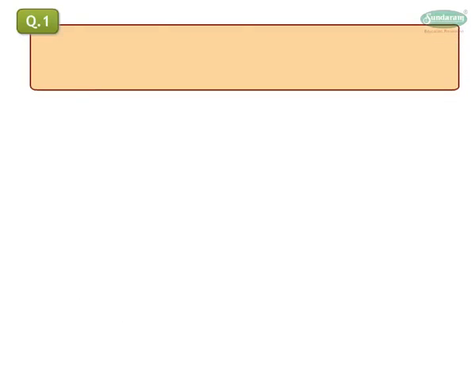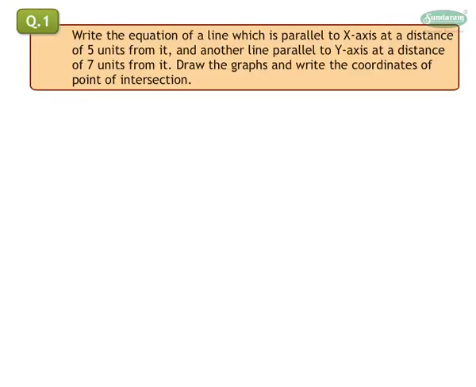Question 1. Write the equation of a line which is parallel to x-axis at a distance of 5 units from it, and another line parallel to y-axis at a distance of 7 units from it. Draw the graphs and write the coordinates of point of intersection.